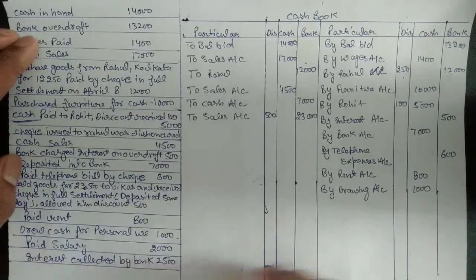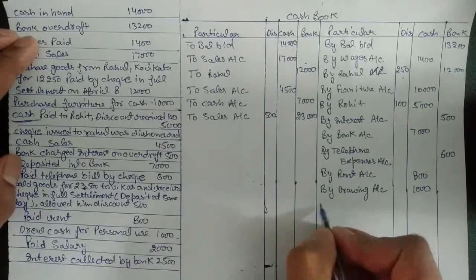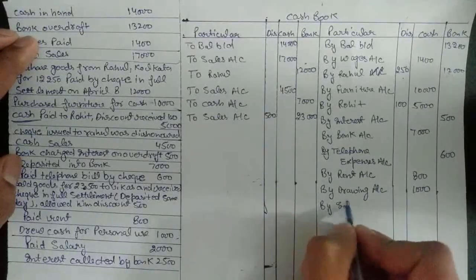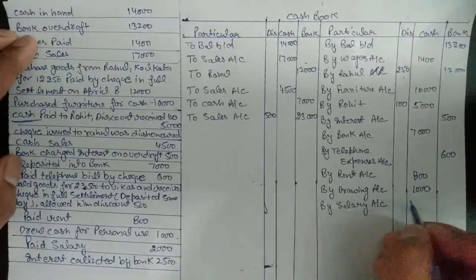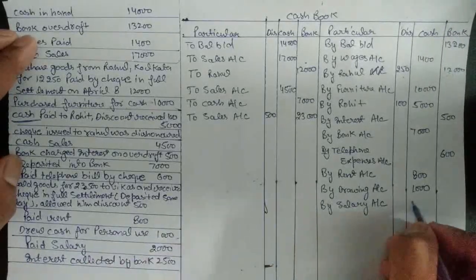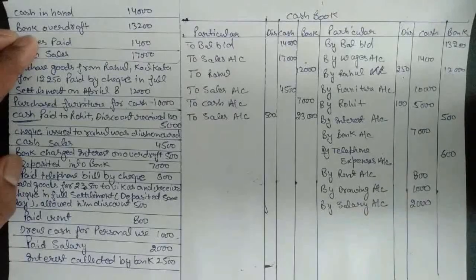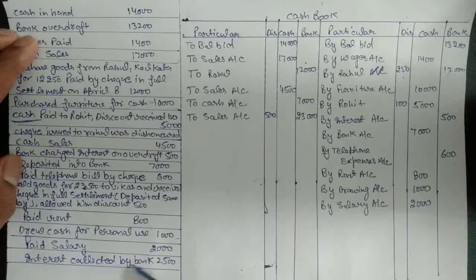Our next entry is paid salary by salary account, that is also 2000. These are the expenses that we pay in cash unless they separately mention that they are paying by check or any other instrument. Next is interest collected by bank.